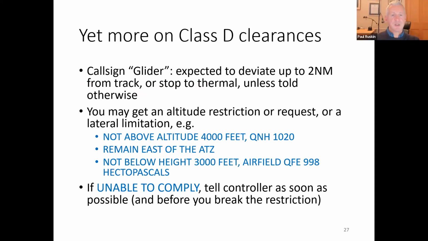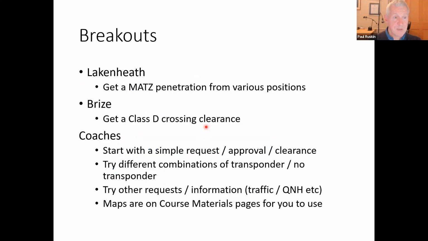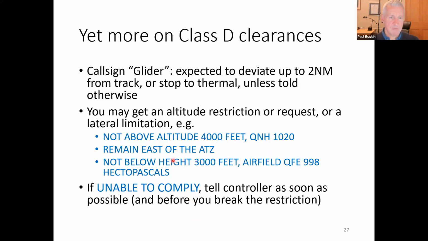You might get an altitude restriction or request or a lateral limitation. Sorry about these slides. I've obviously got a button pressed wrong. So they might say not above altitude 4,000 feet, QNH 1020. They might say remain east of the ATZ, or not below height 3,000 feet, airfield QFE 990.8 hectopascals. So those are all parts of your clearance, and they are mandatory once you've agreed them.